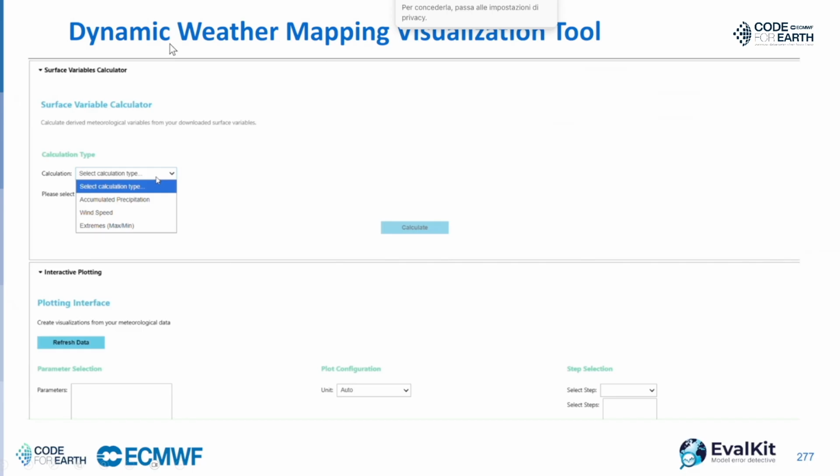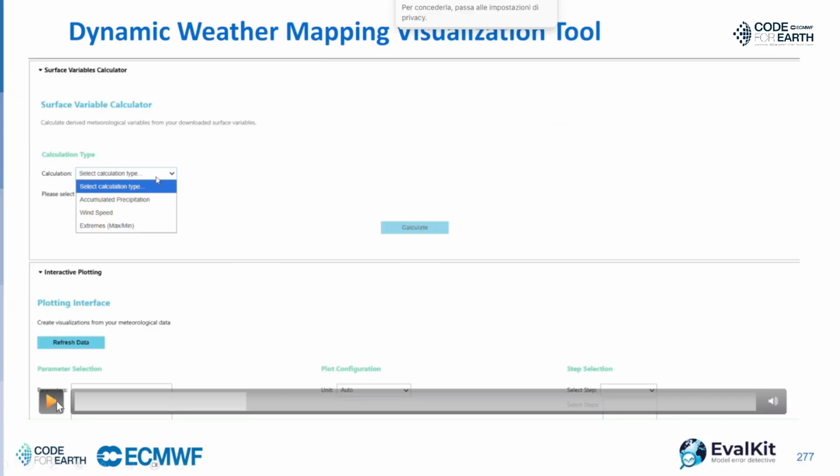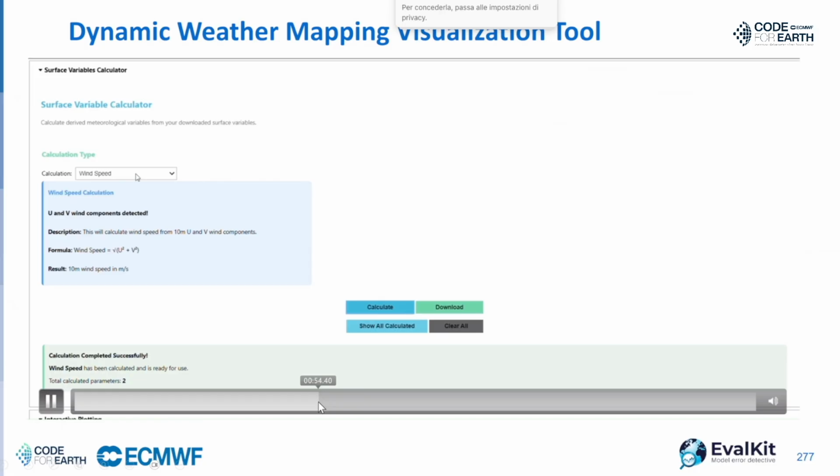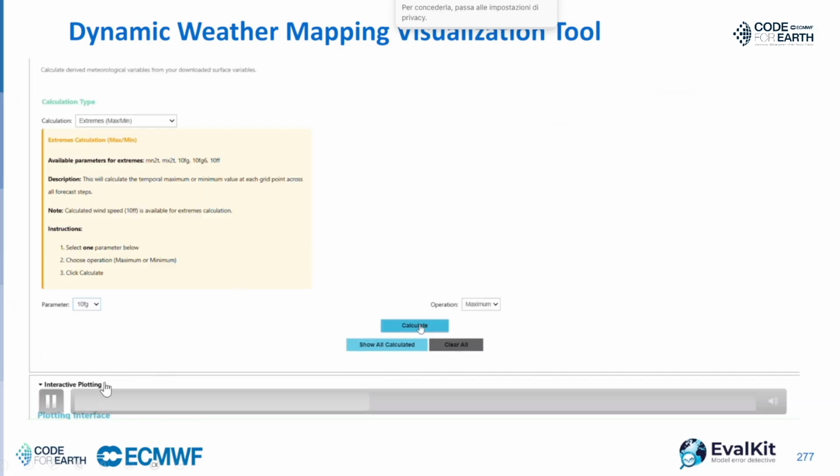And then we have this middle section to calculate some variables, like the wind speed based on the 10U and the 10V components, or accumulated precipitation, or extremes, which is max and mean for either the temperature or the wind gust. And we have the plotting section right here at the end.